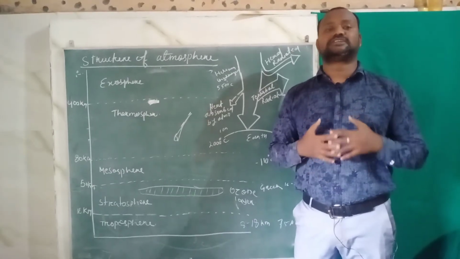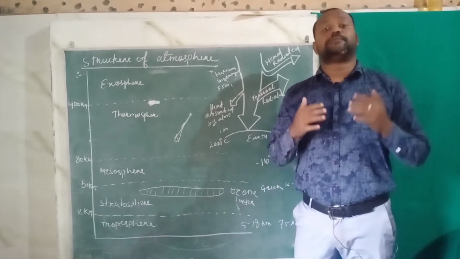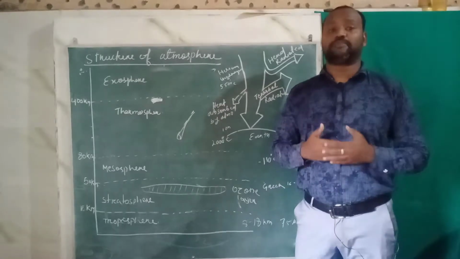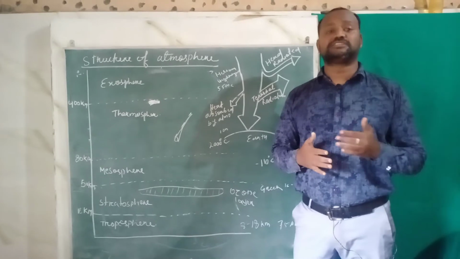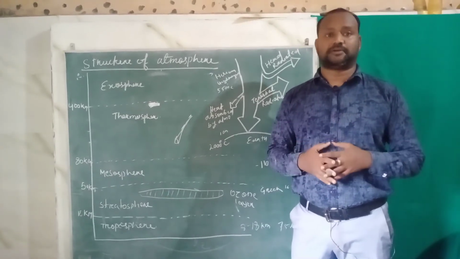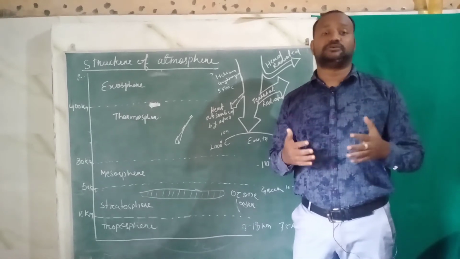That's why this ultraviolet ray gets absorbed by the ozone layer, and the people who are living on the earth's surface are being protected from it. These ultraviolet rays can cause various problems like skin cancer, eye damage, and many other problems. So this is protected by the ozone layer.